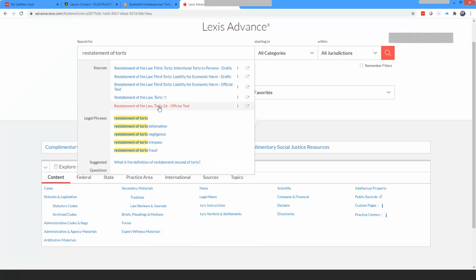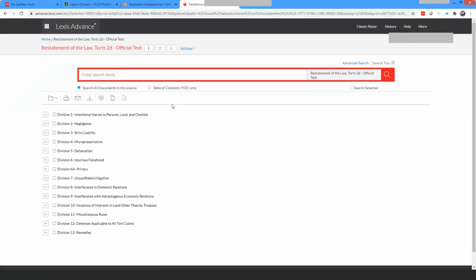Can you guys see what I did? Because this is what's referred to in the textbook. They have third up here in drafts, but I don't want to see drafts. I want to get to the official restatement of the law torts second. Now, does it make sense? I'm going to type false imprisonment and see if it finds it for me within this source.